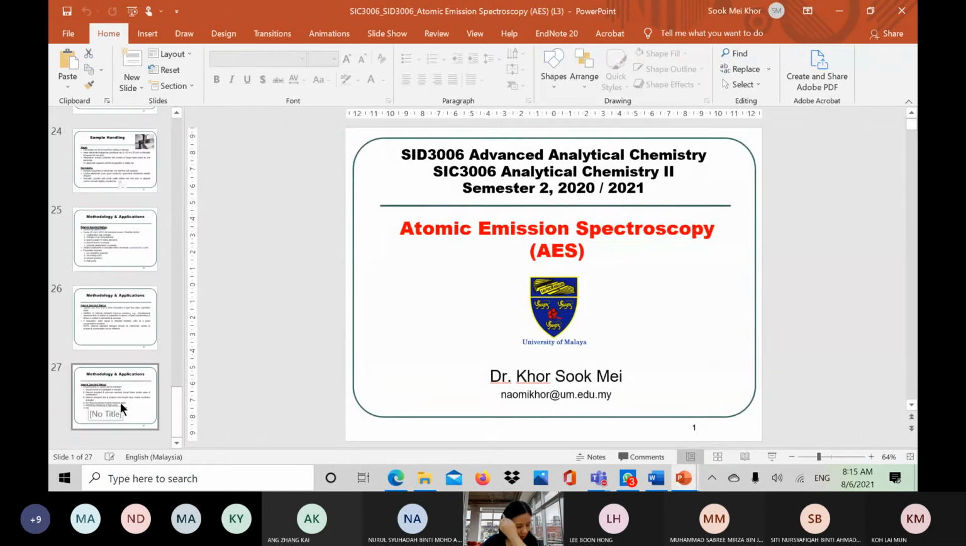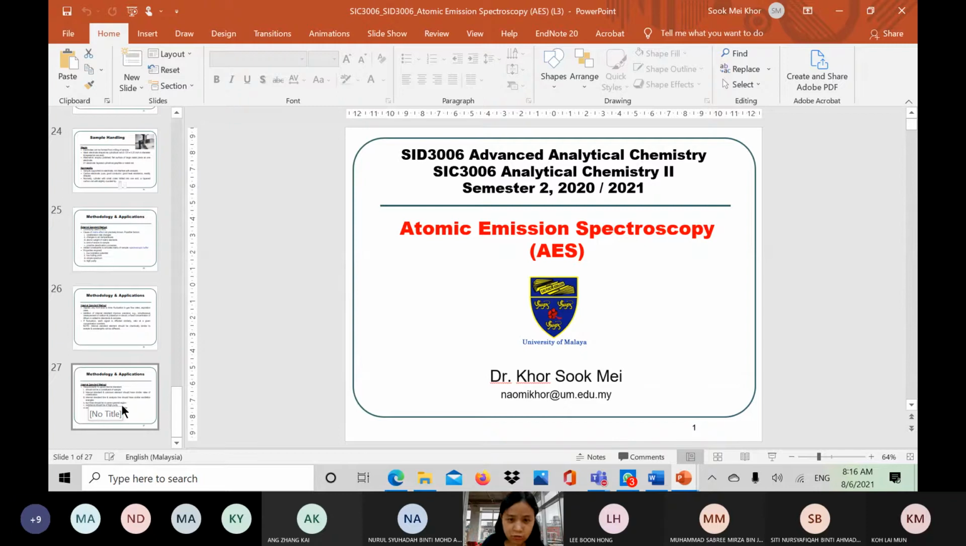So if we go to AES, we know that in order to solve the issues of the unstable temperature of the energy source, especially in flame, in inductively coupled plasma, we still can control as long as we can control the copper coil, the plasma generator, the temperature, we can have a better control. But for flame, it is hard for us to control the temperature of the flame, right? So that's why we have to use the internal standard. We will talk about this in question number 6 about the internal standard.